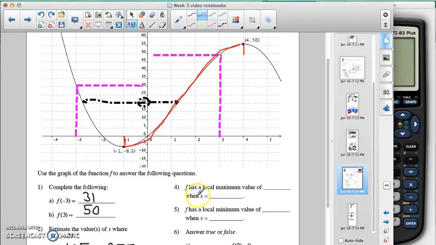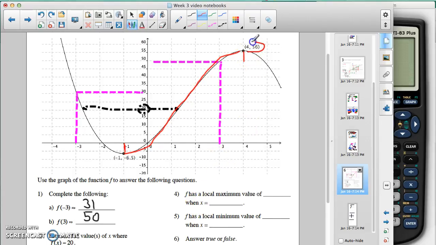So our local maximum occurs right here. Our local maximum is going to be 56, a maximum value of 56. That's how high it is right there. That's the maximum it is locally. When x is 4, that's when that occurs. So you want to know when it occurs. It happens at 4. The minimum value, similarly, is down here. This is our minimum value. So that's going to be a minimum value of -6.5. And that occurs when x is -1.